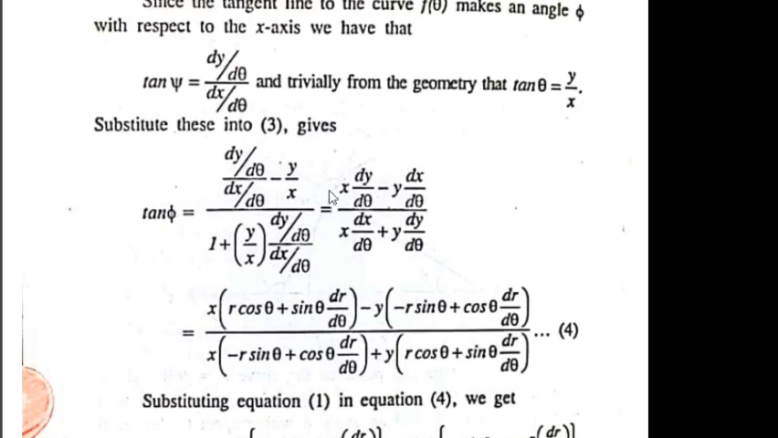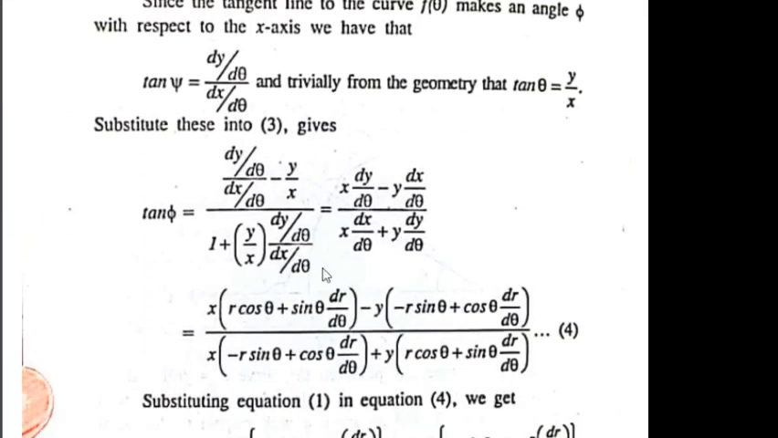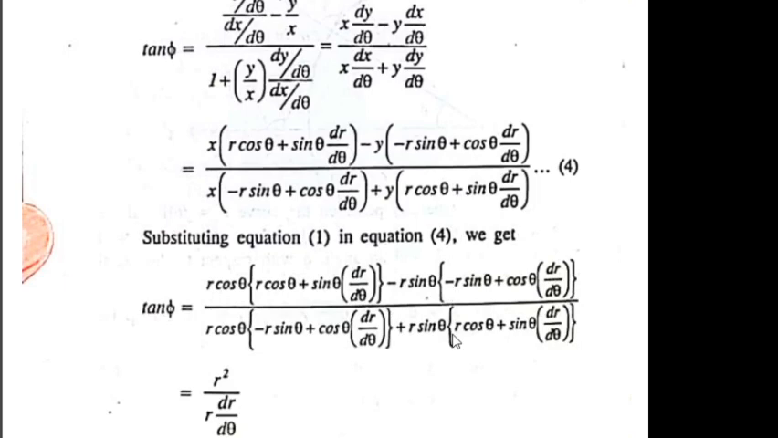Now write dy by d theta here. We have calculated dy by d theta, so substitute it here. Next, we have also found dx by d theta, so substitute this dx by d theta in this equation, divided by the same x into dx by d theta, then plus y into dy by d theta.